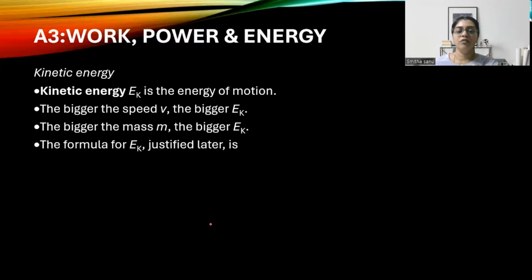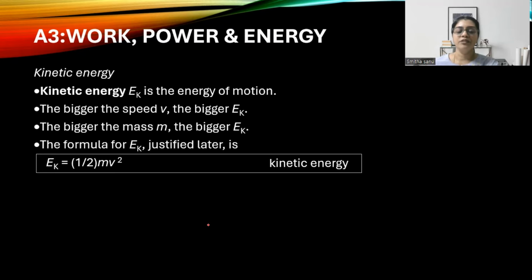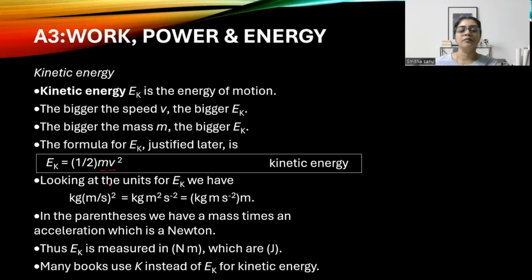Next, let's see the concept of kinetic energy. Any moving object that has a mass m and is moving with a velocity v has kinetic energy given as half mv squared. Now let's see its units. Kinetic energy is mostly represented in joules, but its SI unit in fundamental units would be unit of mass times unit of velocity squared. So it is kg meter square per second square.